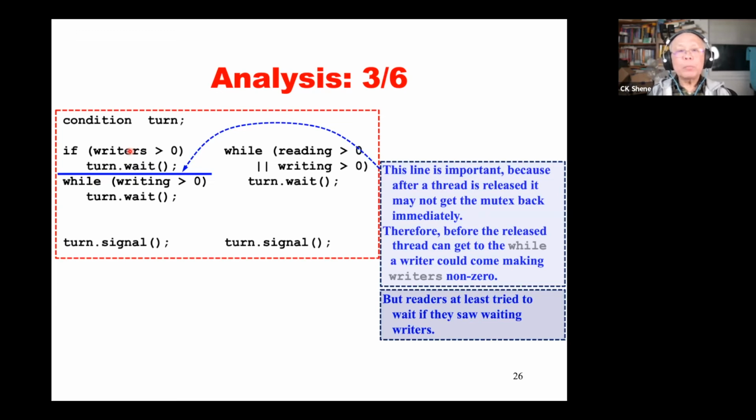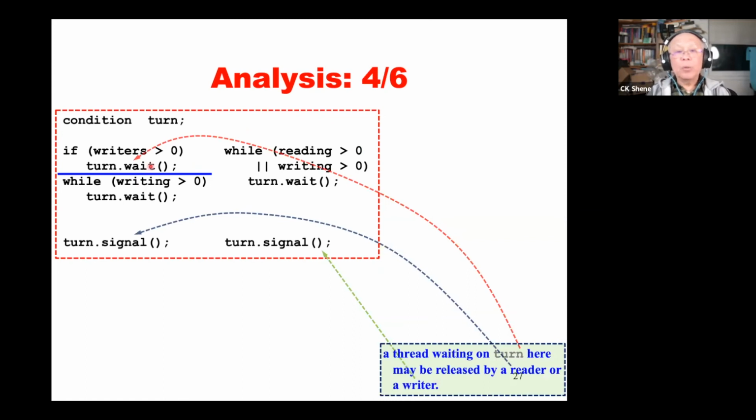Okay? So a released thread executes this while loop. During that moment, the value of writers could be non-zero. In this if statement, if the writer is greater than 0, a thread must wait. But when this thread gets here, the waiting condition for this thread to wait is still there. But this thread has gone through the pretended waiting and executes to access the database.